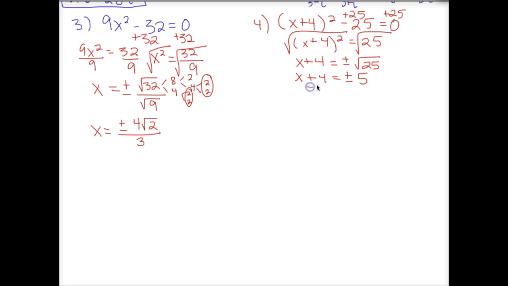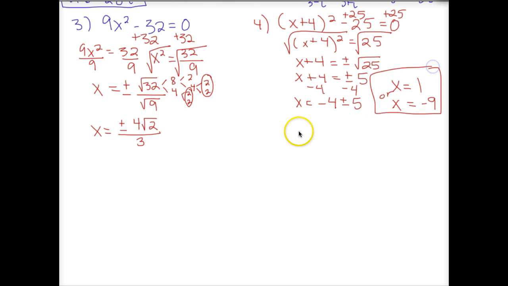Final step here is to subtract the 4. So remember the plus or minus is attached to the 5. Keep it there. Negative 4 plus or minus 5. Don't leave your answer like that. These are now like terms. So negative 4 plus 5 would give me x equals 1. Negative 4 minus 5 would give me x equals negative 9. So x equals 1 or x equals negative 9 are my two answers there.